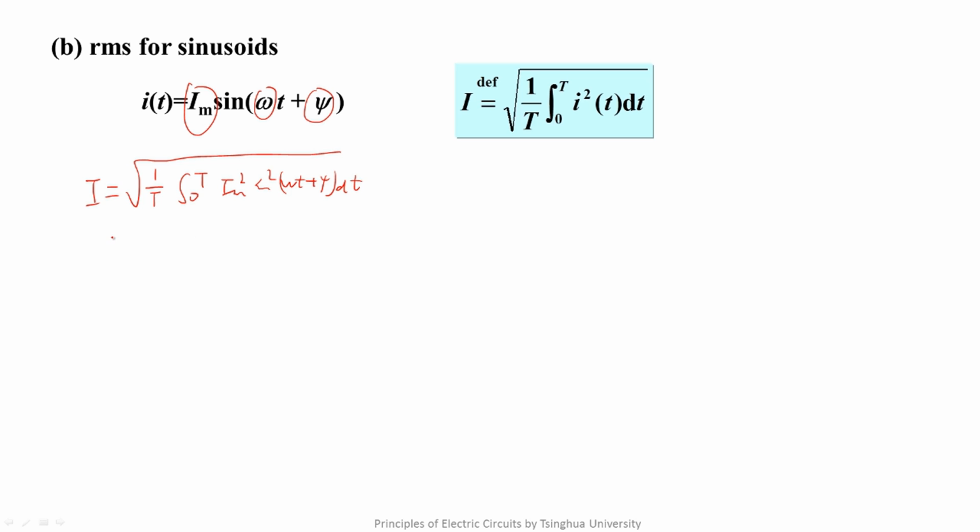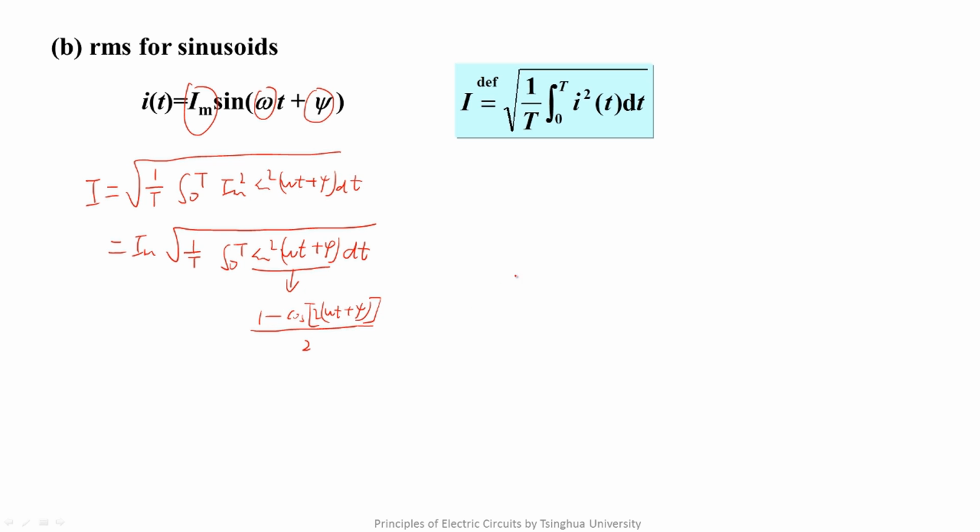We can move the constant Im out of the radical sign, and then the RMS equals this. By applying trigonometric equivalent transform, the square of sine equals 1 minus cosine 2 times omega t plus psi over 2. The integral of sine t from 0 to capital T equals 0, so the integral of sine 2t from 0 to capital T equals 0. So the integral of this part from 0 to capital T equals 0.